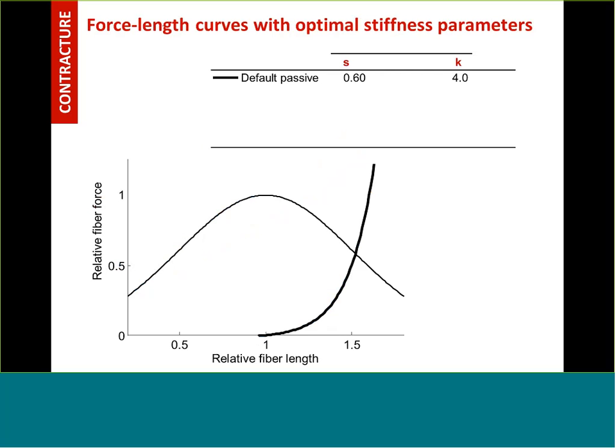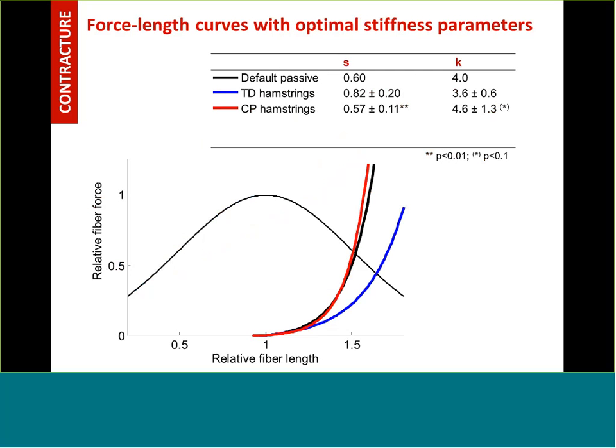Here you see again the passive force length curve of the standard Thelen muscle in the thick black line. Now if we add the resulting passive force length curve based on the average S and K values for the hamstrings, for TD in blue and CP in red, you can see that the CP hamstrings almost exactly resembled the default model, while the TD hamstrings in these children were considerably less stiff. And the main significant difference was a higher S value for Fmax muscle strain in TD, or a lower value in CP.